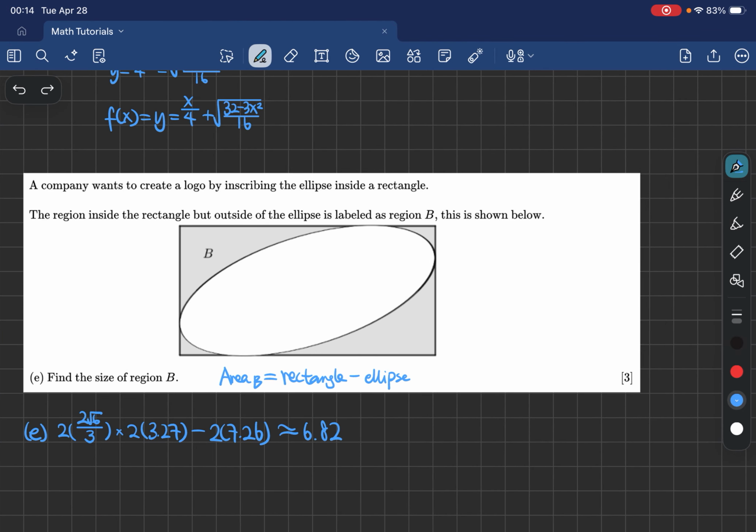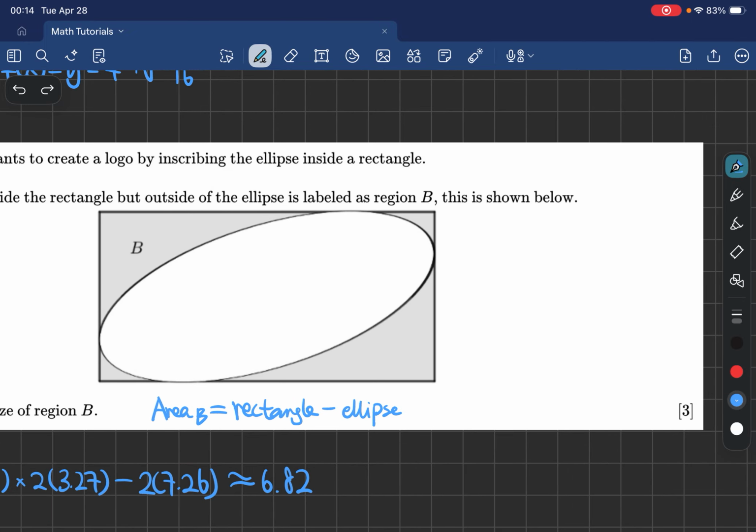So the last part is that a company wants to make a logo by inscribing the ellipse inside a rectangle, and we have this shaded region B, and we want to find the area of B. So the area of B is just the area of the rectangle minus the ellipse.